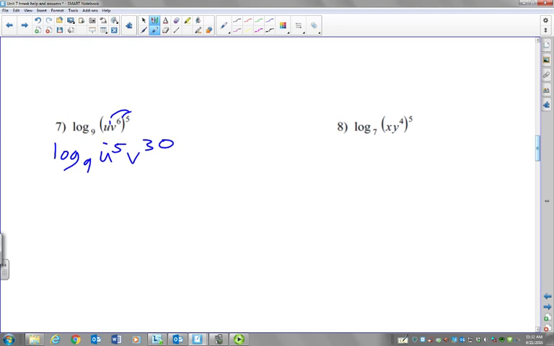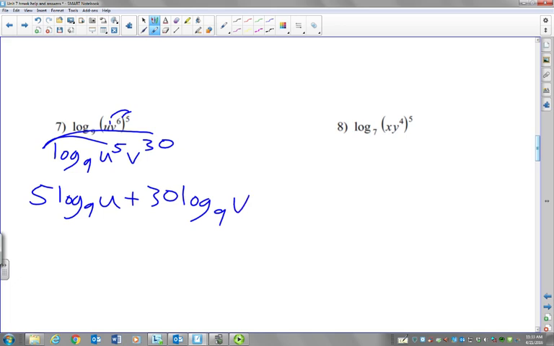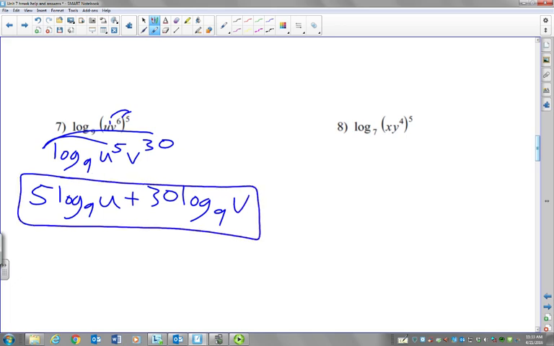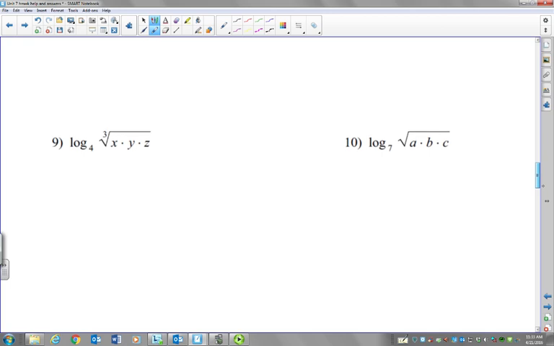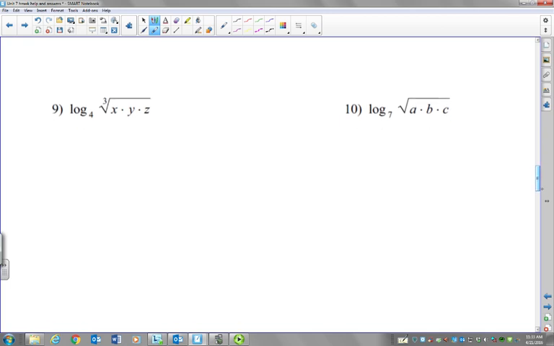And then I might even try to skip a step. Could you do it with me? I'm going to bring the 5 in front. So we get 5 log 9 u plus, bring the 30 in the front, plus 30 log 9 v. So I kind of skipped a step there. I did addition as well as bring the exponent in front. So try that. Practice with number 8 there. Number 9 and number 10.